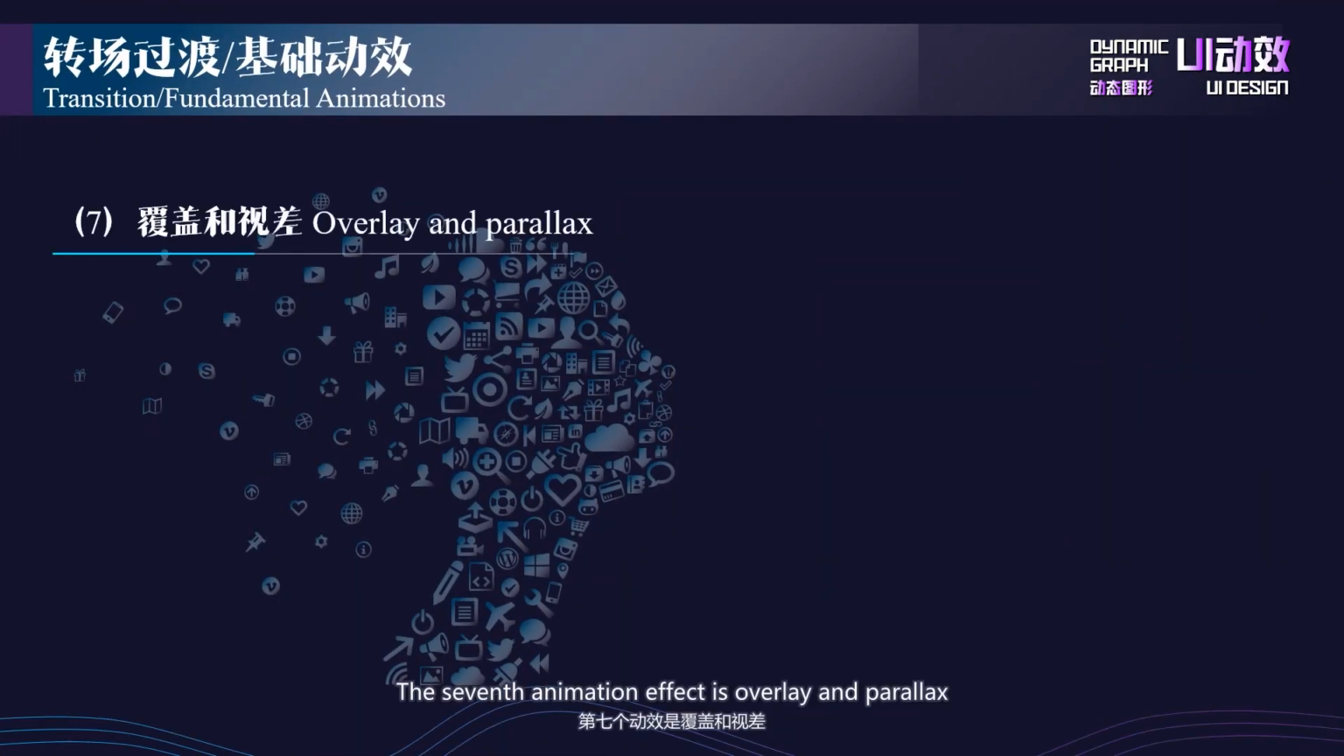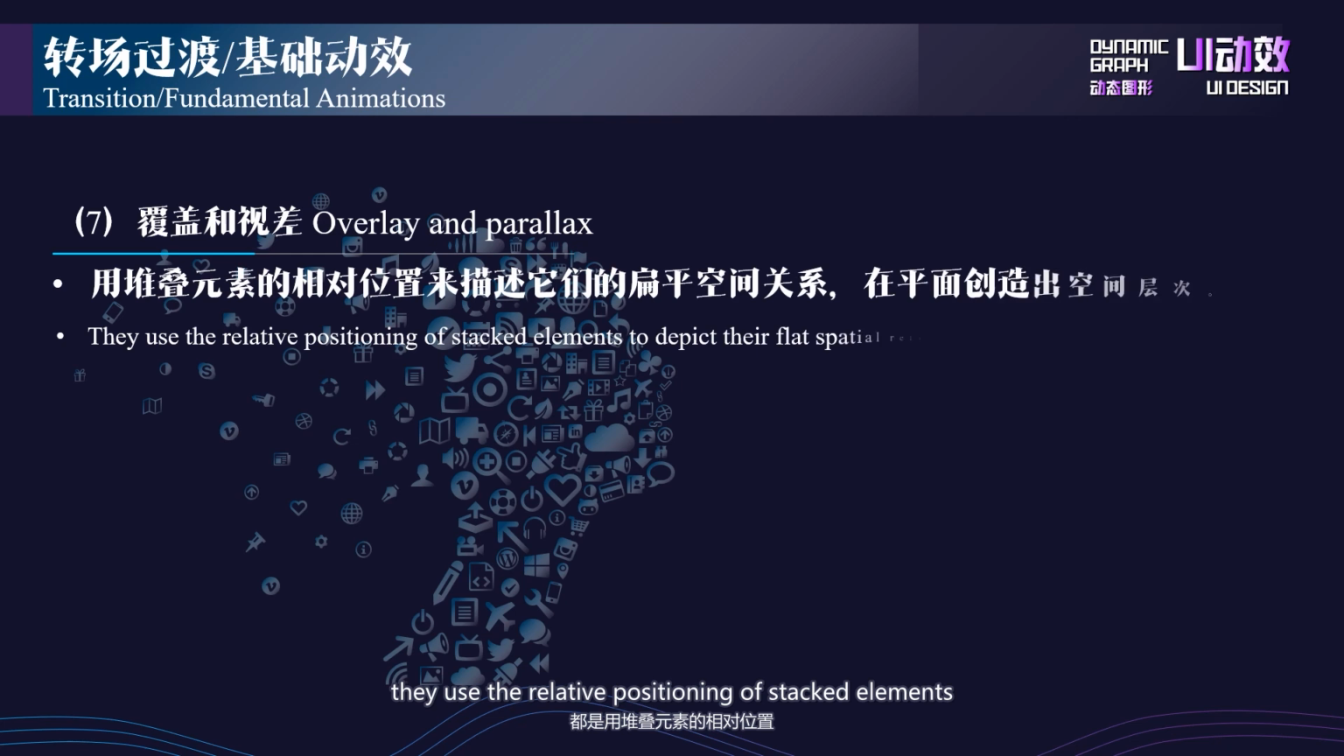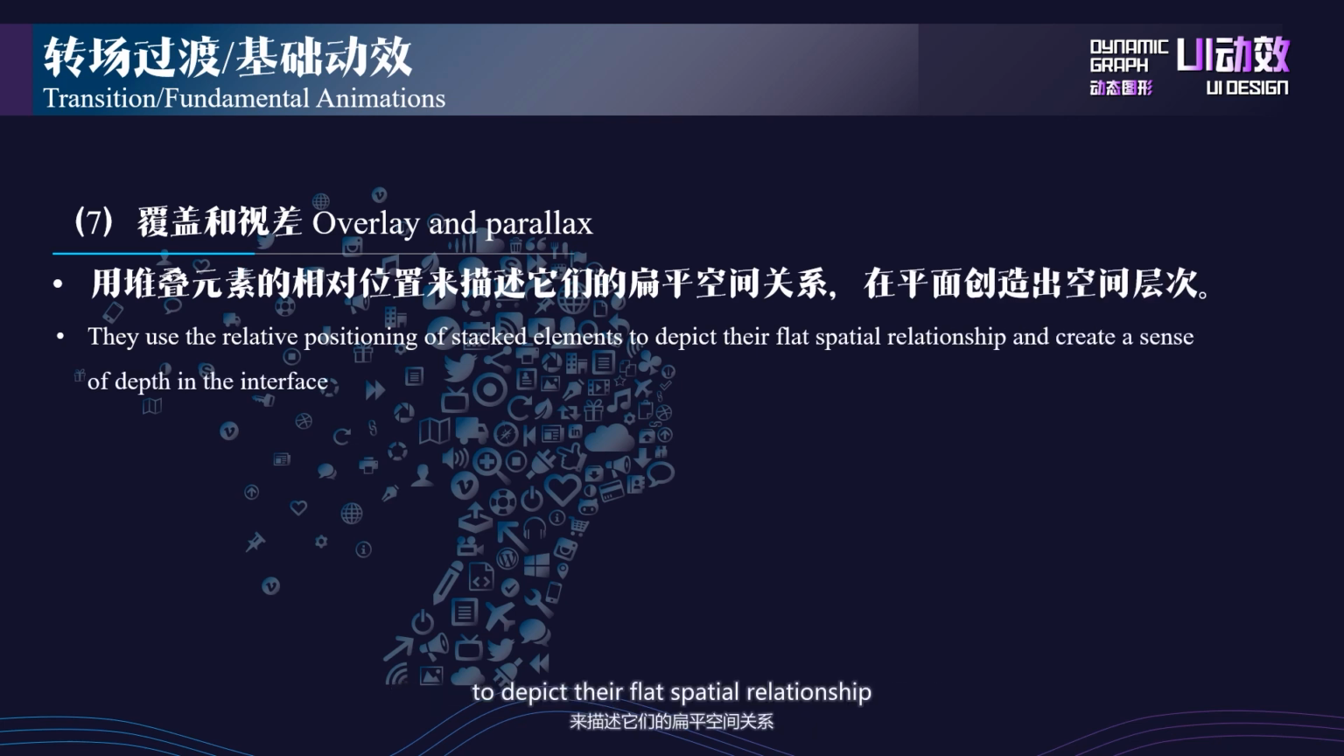The seventh animation effect is overlay and parallax. The image on the left demonstrates the overlay effect, while the image on the right represents parallax. Although there are two different animation effects, they share a common feature. They use the relative positioning of stacked elements to depict their flat spatial relationship and create a sense of depth in the interface. This aligns with the design principle of hierarchical display we discussed in the previous lesson.